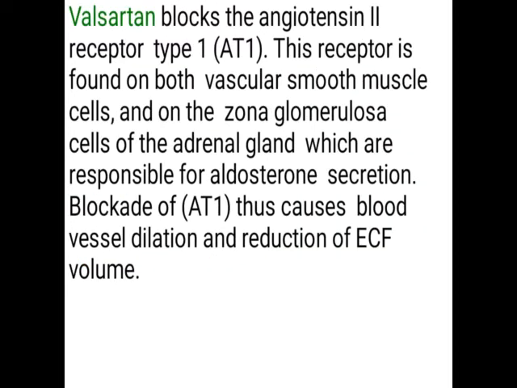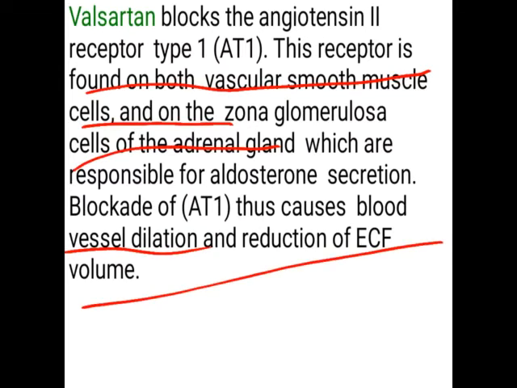Okay, so valsartan, we have already studied, is an angiotensin receptor blocker. It blocks the angiotensin receptor type 1. This receptor is generally found in vascular smooth muscles and some cells of the adrenal gland which are responsible for aldosterone secretion. So when we give valsartan, it blocks these receptors, hence it causes dilatation as well as reduces the blood volume. So aldosterone secretion does not happen, vasopressin secretion or production does not happen, automatically blood volume decreases, and blood pressure becomes normal. So that is valsartan.